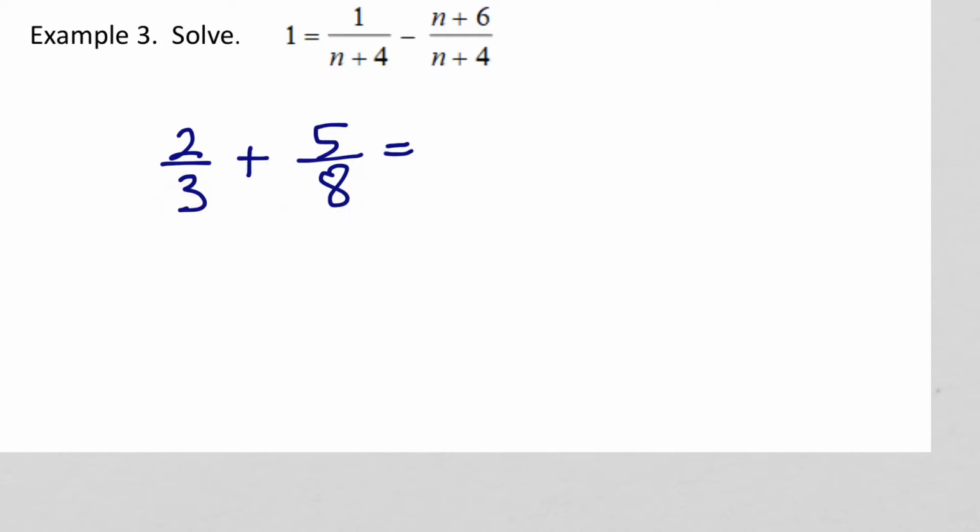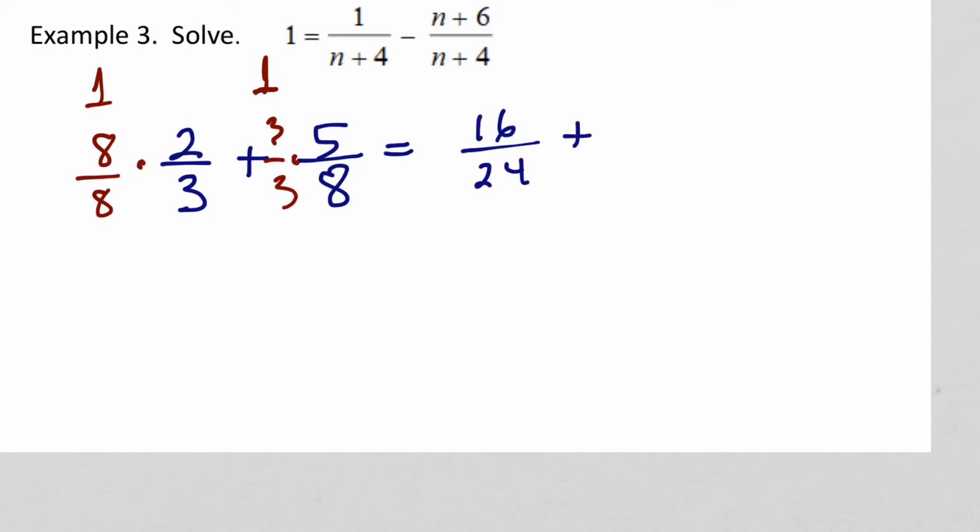And that's because I can multiply this fraction by 8 over 8, which is a form of 1, which won't change the magnitude of my fraction 2/3. And I could multiply 5/8 by 3 over 3, which is also a form of 1, which won't change the magnitude of 5/8. But what it will do is allow me to have a common denominator. So I've got 2 times 8 over 3 times 8 plus 3 times 5 over 3 times 8. And now I have a common denominator.